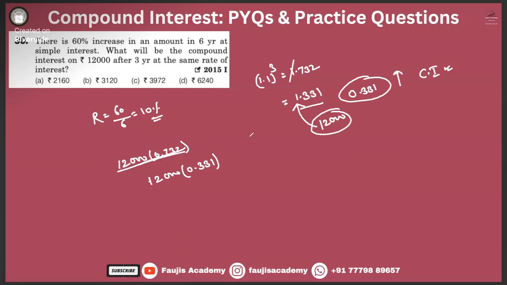If you solve this one, how much will you get? Will you get 3972? Yes, sir. 3972. So option C is your correct answer over here. Easy one again. Shall we move?